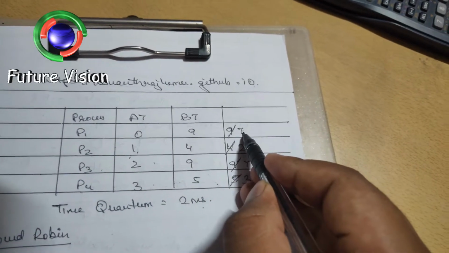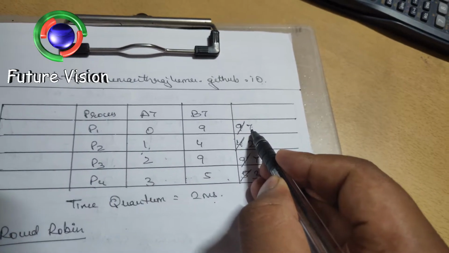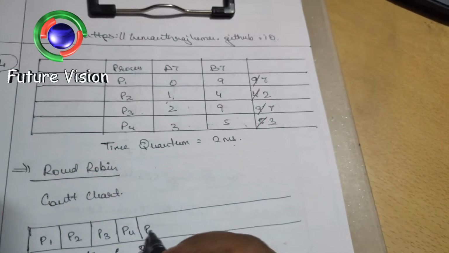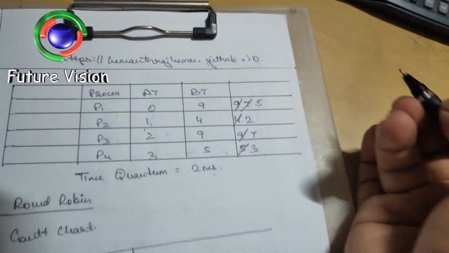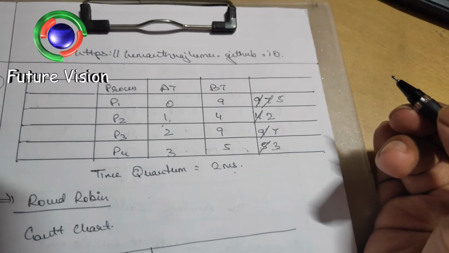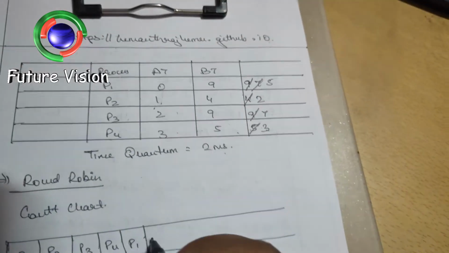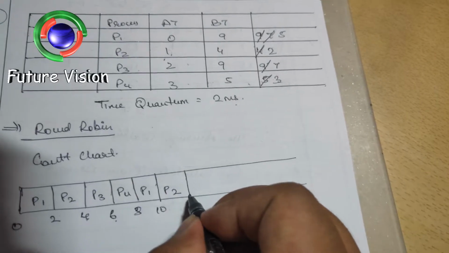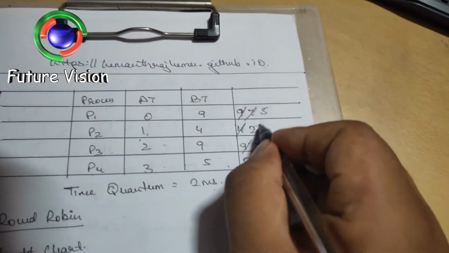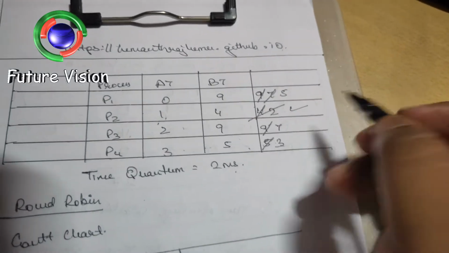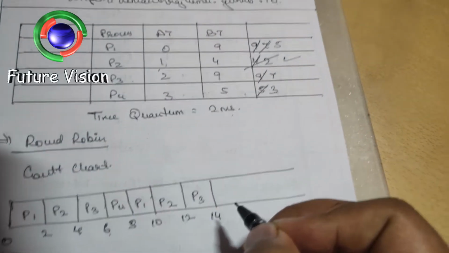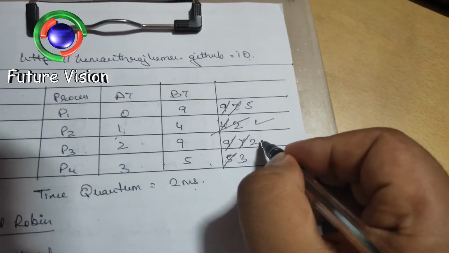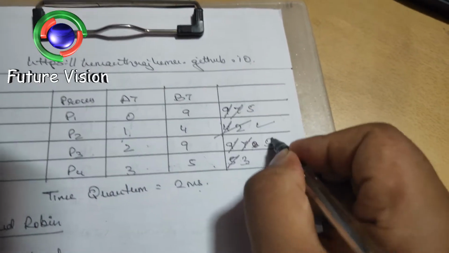Now again we come and check here. P1 which has 7, goes till 10. 7 minus 2 is 5. Next P2 has 2. P2 runs from 10 to 12. So P2 gets completely executed. Next we have P3 which has 7. Now P3's time quantum is 2, therefore 14. 7 minus 2, that is 5.